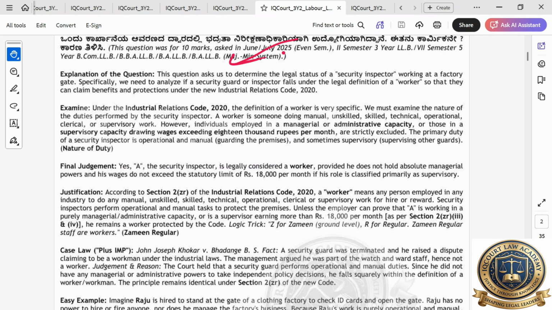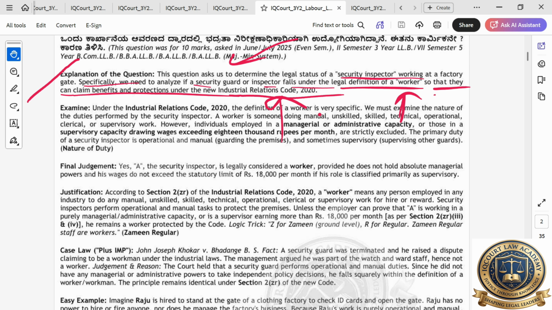This question asks us to determine, and we have to write the explanation of the question, the legal status of the security inspector working at the factory gate. Specifically, we need to analyze if a security guard or inspector falls under the legal definition of worker, so that they can claim benefit and protection under the new industrial code. As per the new syllabus, we defined everything.